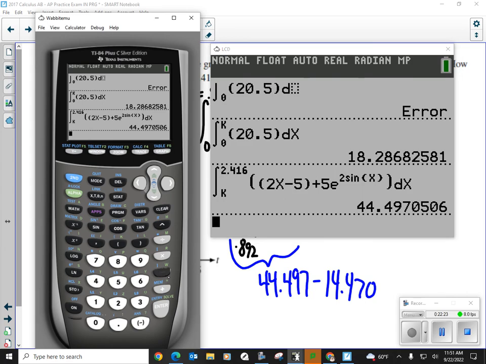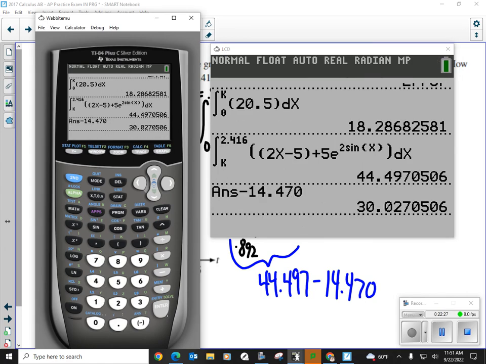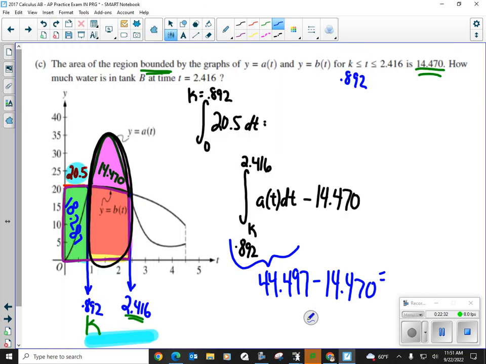Take my answer minus 14.470, and I get 30.027. This area here is 30.027. Oh my God. We just need to do one single addition operation and we're done.